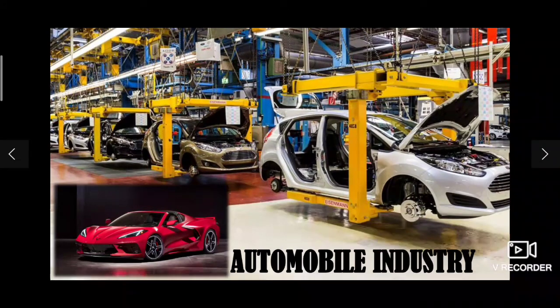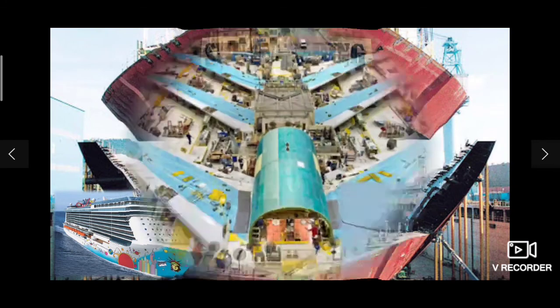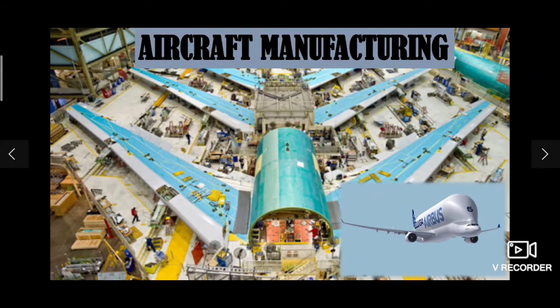Automobile factory is a factory where automobiles are manufactured. And what is an automobile? An automobile is a means of transportation that usually has wheels and an engine. Shipbuilding is the construction of ships and other floating vessels. Shipbuilding industries are located in Visakhapatnam, Kochi, and Mumbai. Aircraft manufacturing industries are located in Assam, Gujarat, Bihar, and so on.